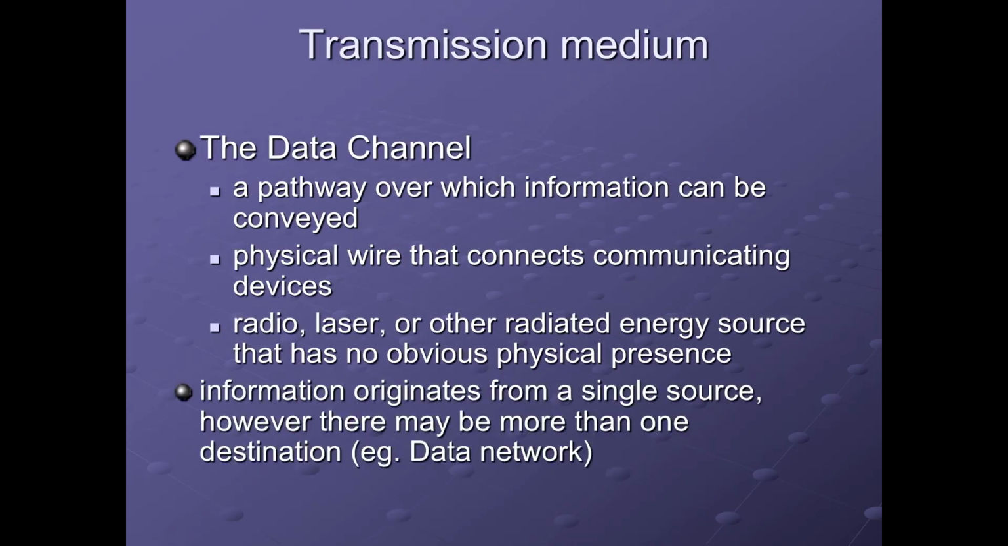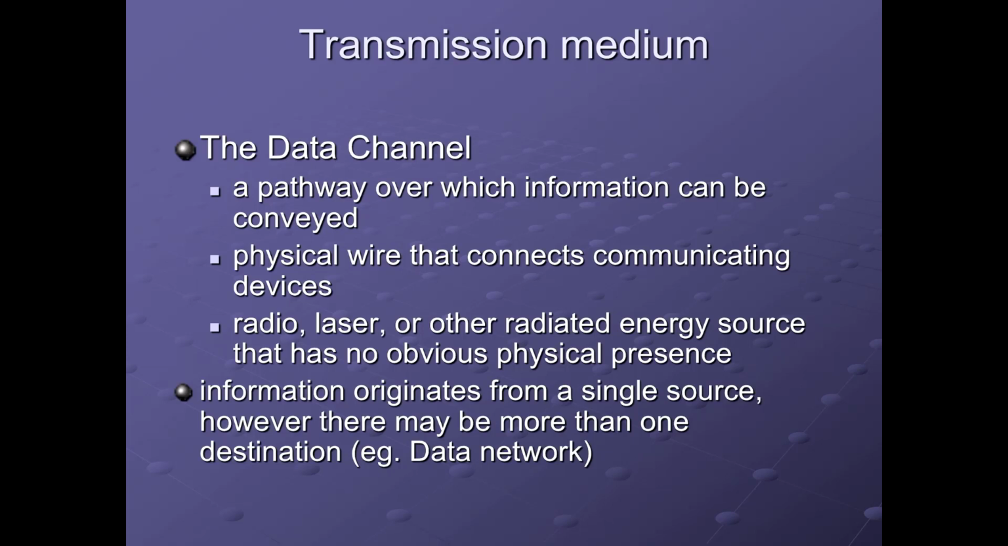So the data channel, like we said, is the pathway over which the information is being shared between DCEs. That could be a physical wire, as in a copper Ethernet connection or a telco copper connection. It could be something that doesn't have any guided or physical presence, maybe you could say, such as a wireless radio, a laser, or a fiber optic light source, and so on.